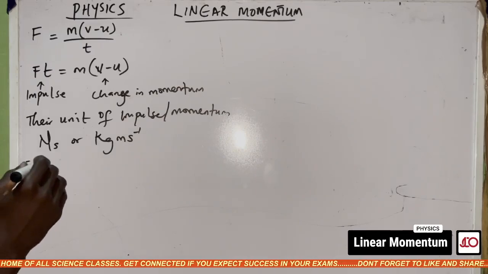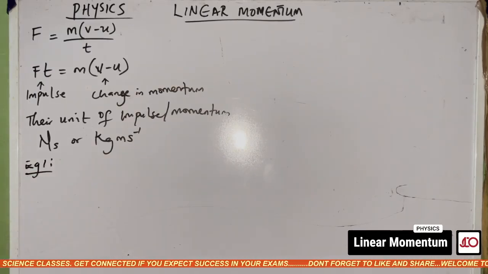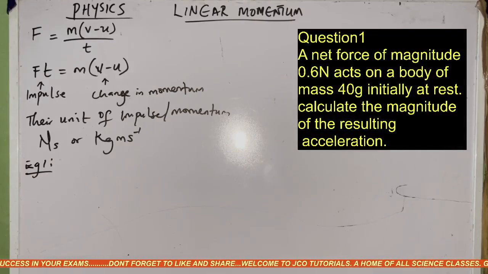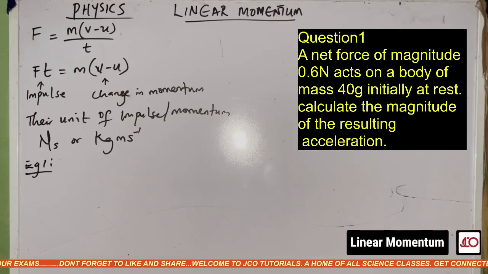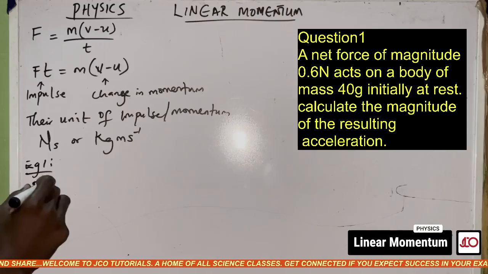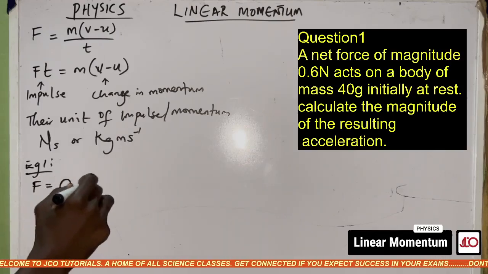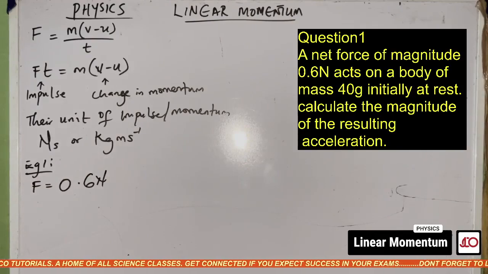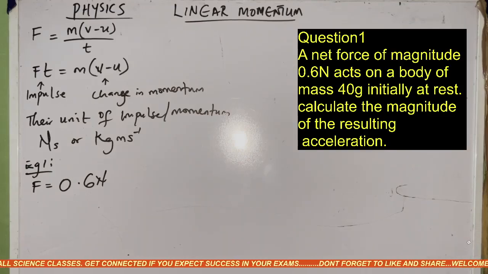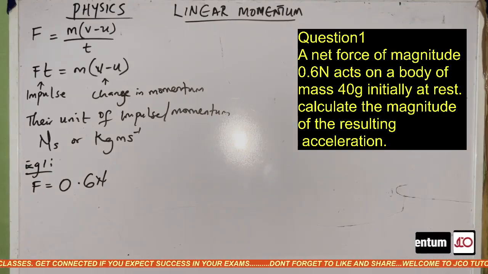Let's take example one. This is a very simple subject. You just need to understand the basics. The first question says a net force of magnitude 0.6 Newton acts on a body of mass 40 grams initially at rest. Calculate the magnitude of the resulting acceleration. So the first parameter we're given there is what? Force. What is the force? 0.6 Newton. Even if I don't know so much in physics, whenever I see the unit as Newton, I know it is the unit of force. That's why I must know my derived and fundamental quantities.